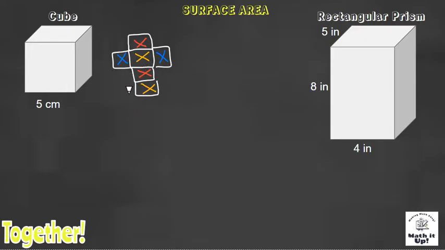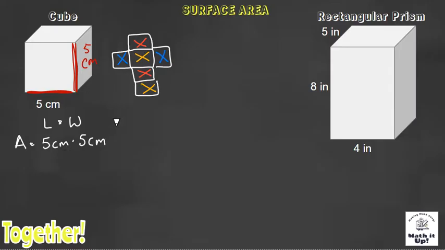In the case of the cube, we have 6 sides. Again, there's always 3 sets of matching sides. It's 6 sides that match, so we have 6 sides that all have the same area measure. In this case, the width is 5 centimeters and the length is also 5 centimeters. So we know that each side is going to be length times width, 5 centimeters times 5 centimeters, and that will give me the area of each side.